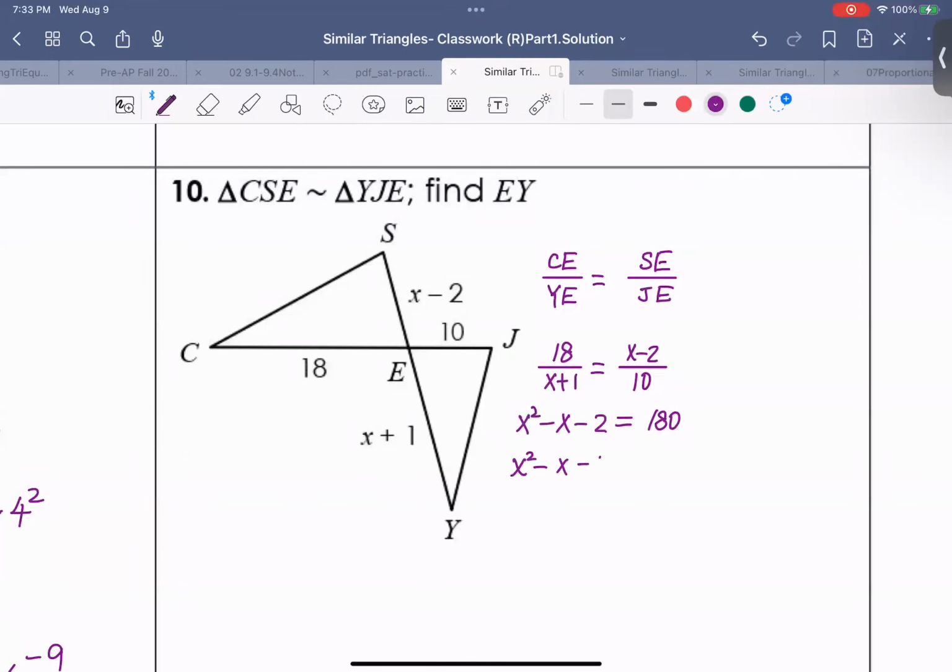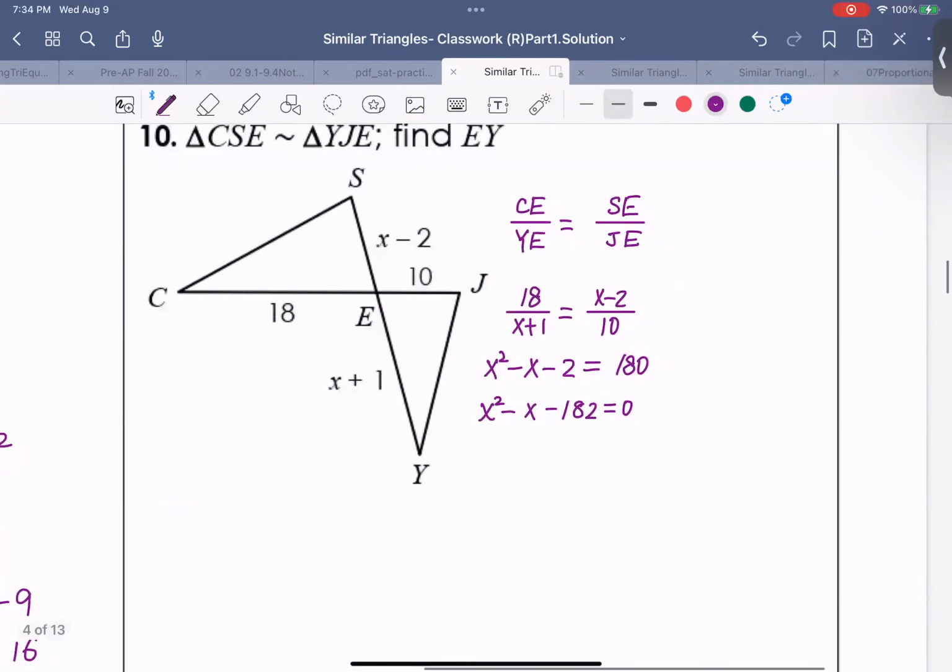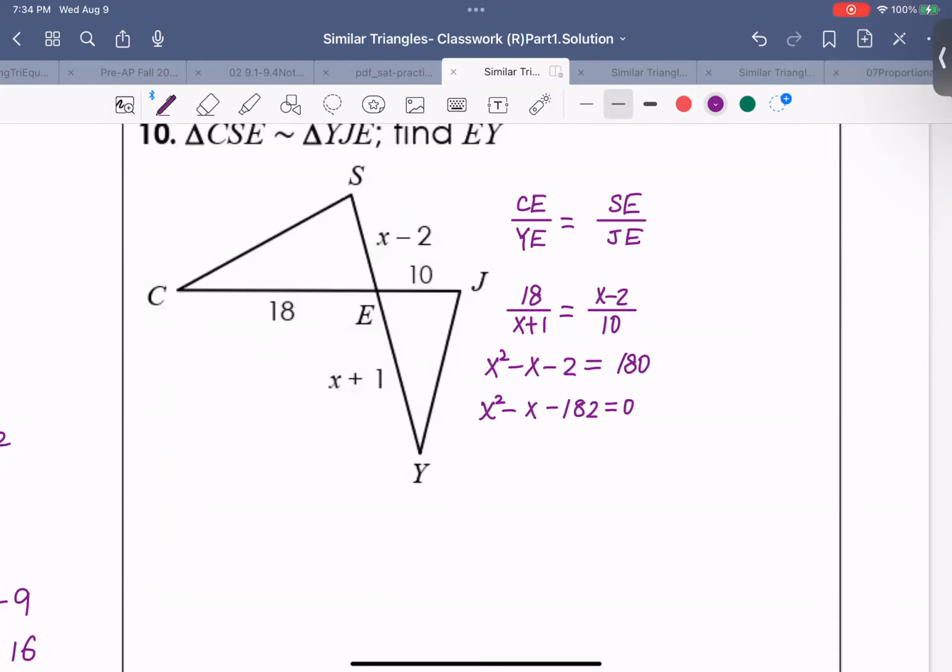So you will move this around. 182 equals 0. And then it becomes you factor it. So it becomes X plus 13 times X minus 14. So you think 13 times 14 gives you 182?